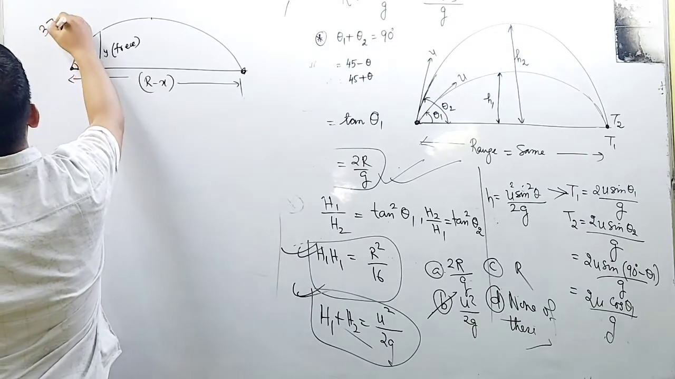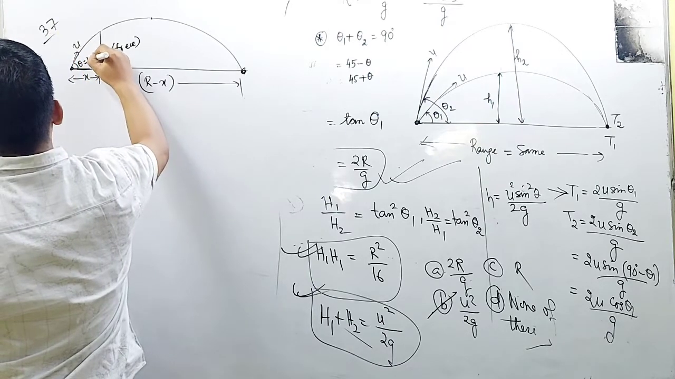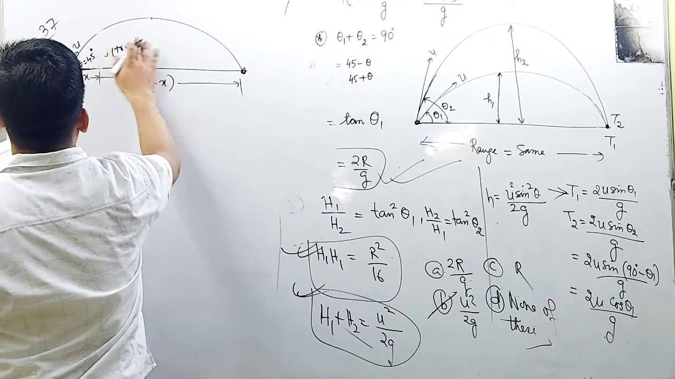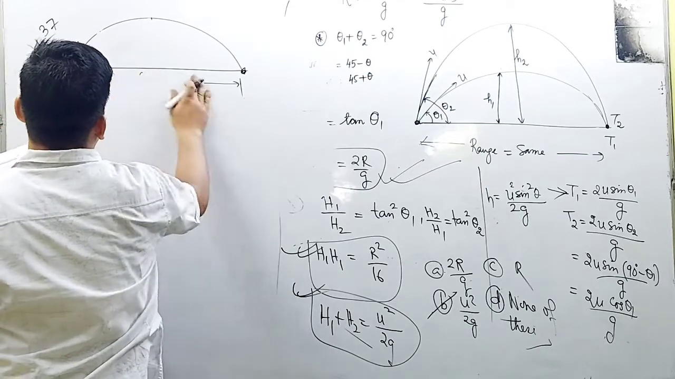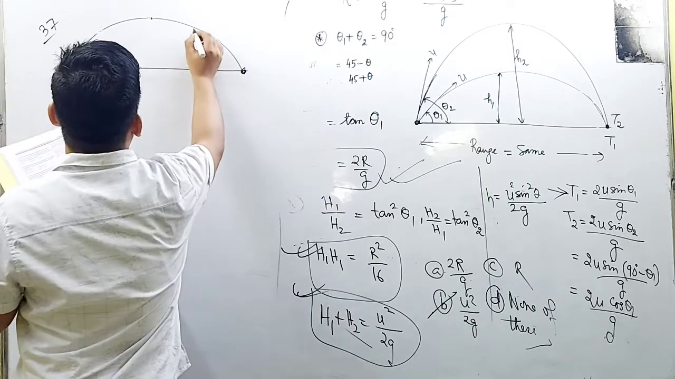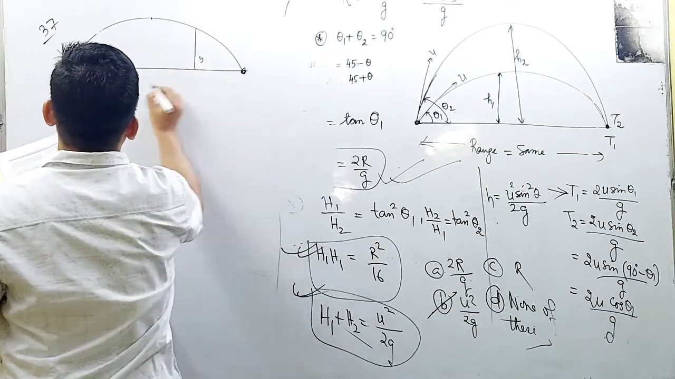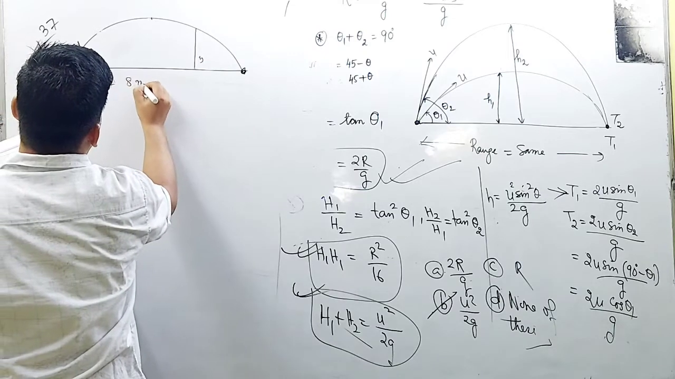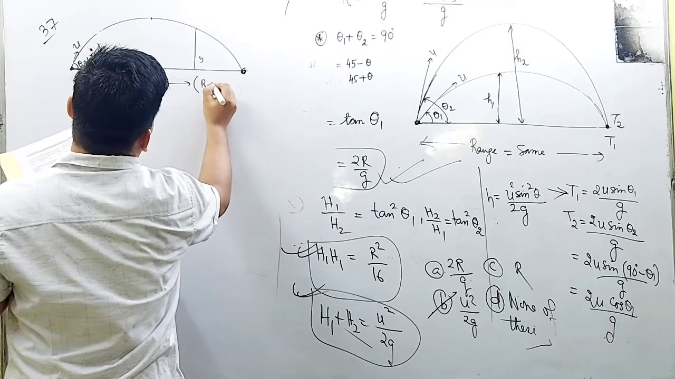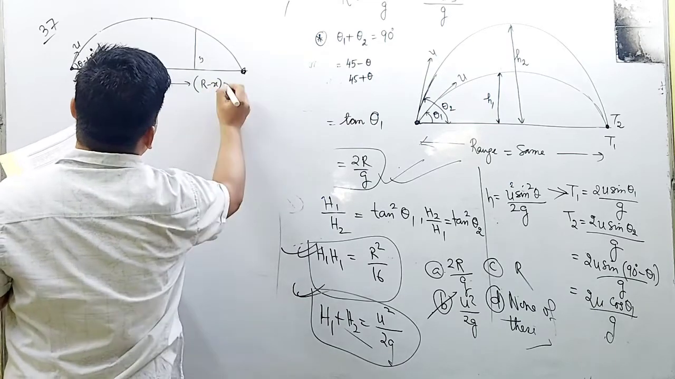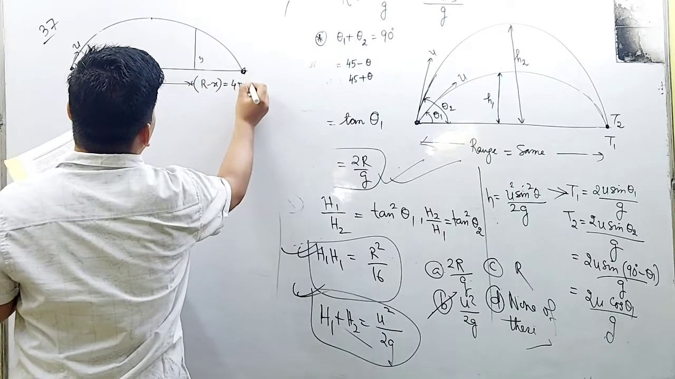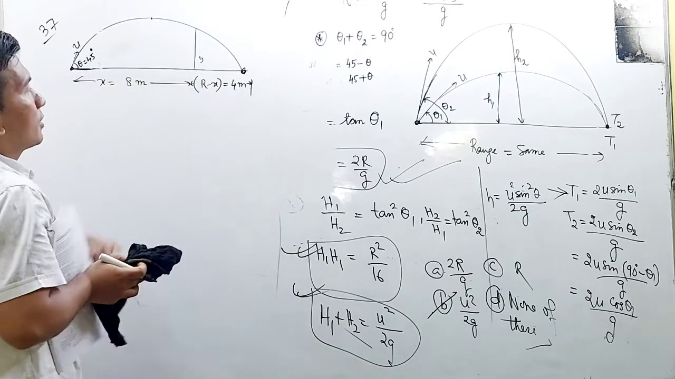Question number 37. The angle of projection is 45. It is 8 meter away from the one, so your x is equal to 8 meter. Understood? And what about your R minus x on another side? This is equal to 4 meter.